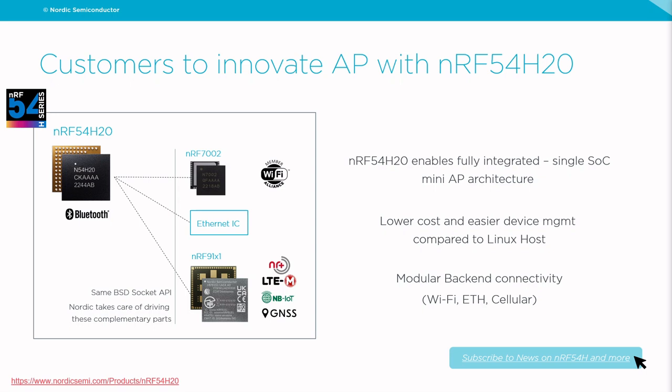It's possible to connect the nRF54H20, for example, with an nRF7002 to add Wi-Fi connectivity, or to add a third-party Ethernet IC for Ethernet, or an nRF91 for adding cellular connectivity. All of them can be handled by the same BSD socket API, and the drivers are taken care of by Nordic in the nRF Connect SDK.